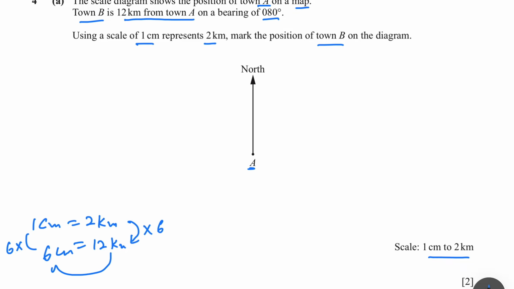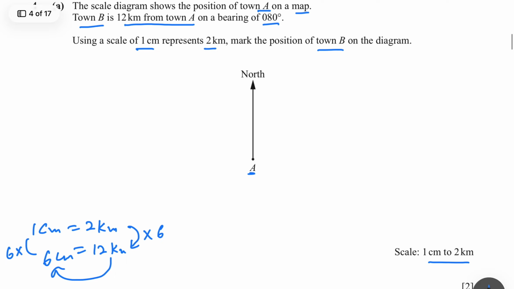So that means 12 kilometers represents 6 centimeters. So our length is going to be 6 centimeters. Now the bearing is from town A. Whenever you see this word "from", you go to that position. So from is at A, and we already have the north line. Place your protractor on the north line, this vertical way, and you draw an angle of 80 degrees.